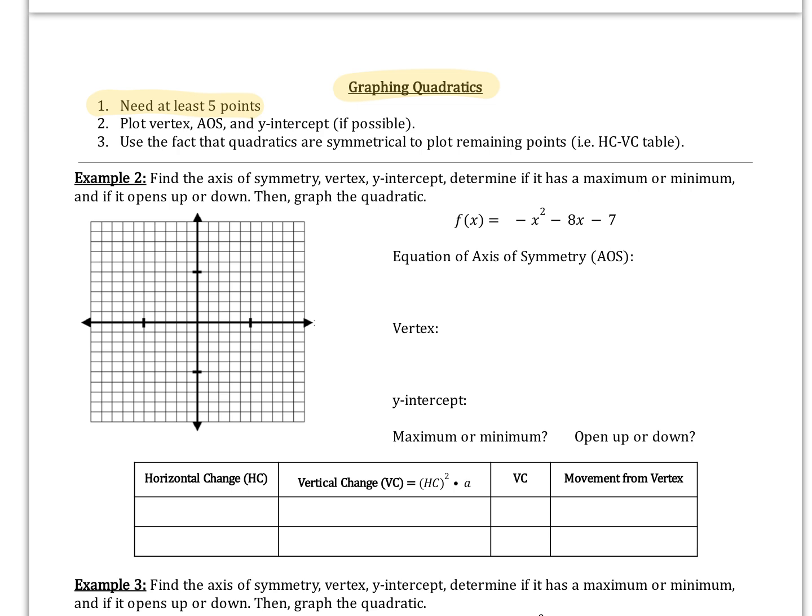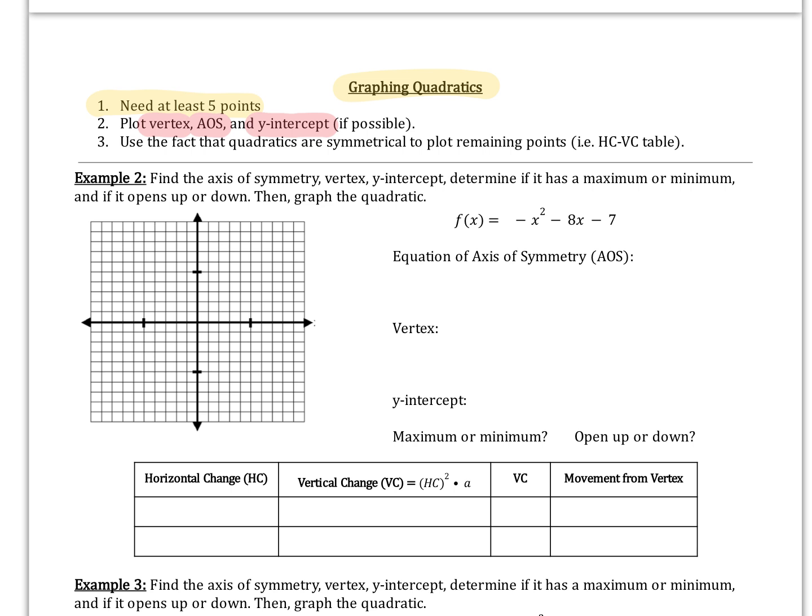This is the order that you're going to graph your parabola. Vertex is first, then your AOS. So you're going to solve for your axis of symmetry first. However, you're going to plot your vertex first, and then you will see your y-intercept show up if possible, because sometimes we can't see it. Sometimes it's off the graph, okay? So use the fact that quadratics are symmetrical to plot your remaining points. You're going to see what I mean by that.